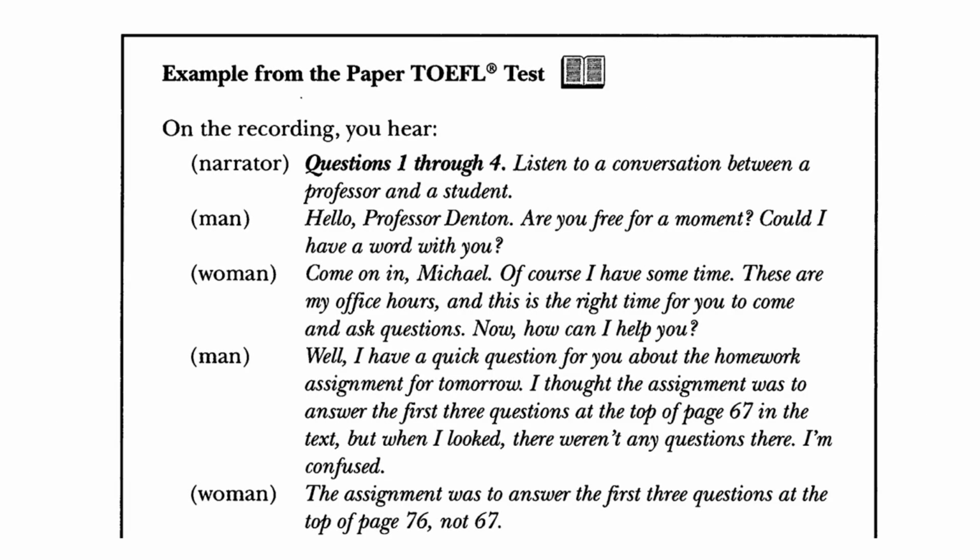Example from the paper TOEFL test. On the recording, you hear narrator: Questions 1 to 4. Listen to a conversation between a professor and a student.